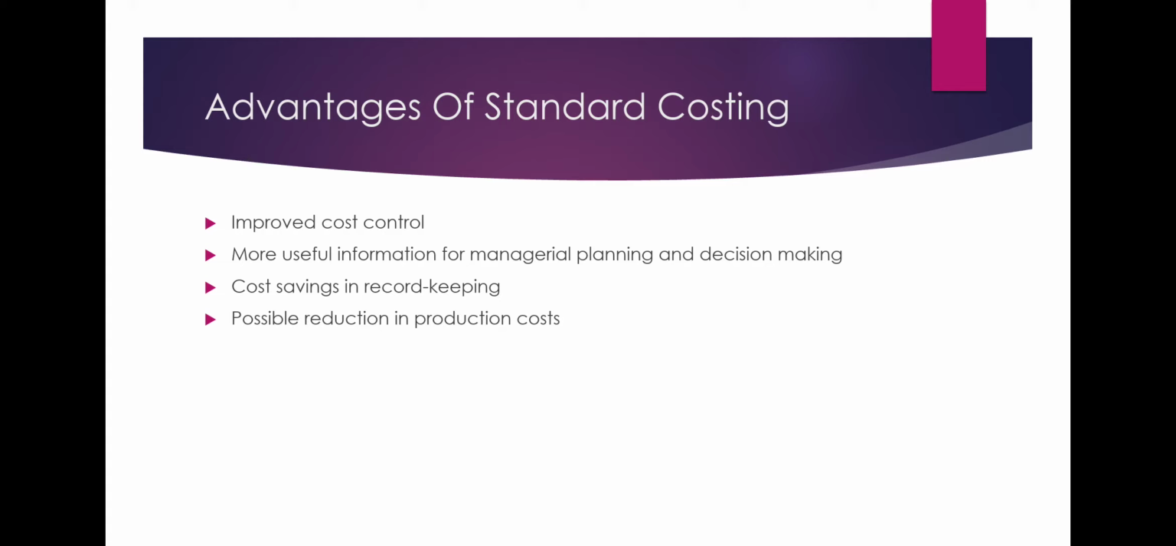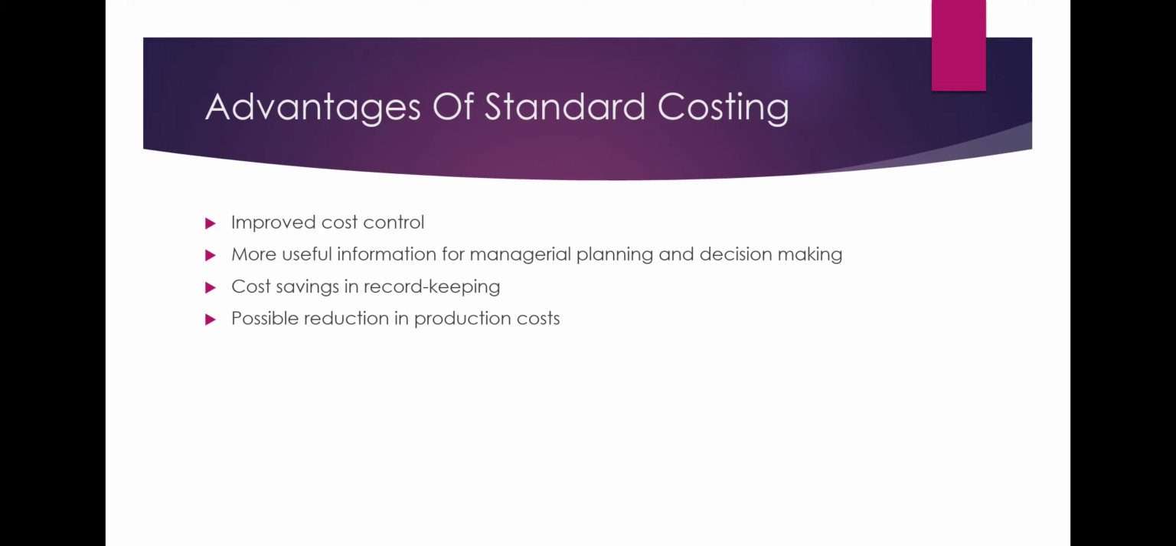The second point is more useful information for managerial planning and decision making. When the management develops appropriate cost standards and succeeds in controlling production costs, then the future actual costs should be close to the standard. As a result, management can use standard costs in preparing more accurate budgets and in estimating costs for bidding on jobs. A standard cost system can be valuable for top management in planning and decision making.